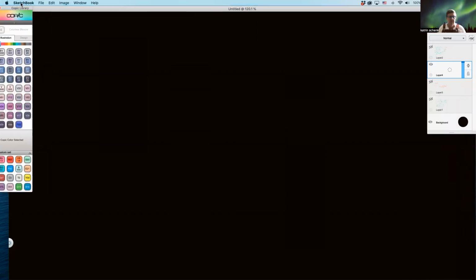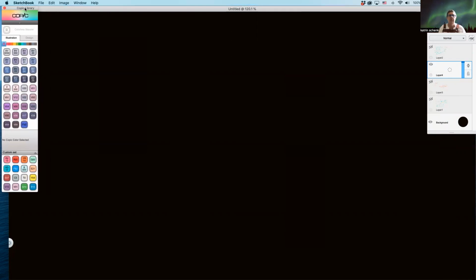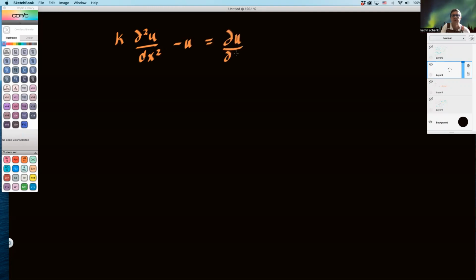Okay. So I'm going to start with the equation that we want to solve. And so that's K d squared u dx squared minus u equals partial u, partial t, and K is given as greater than 0.